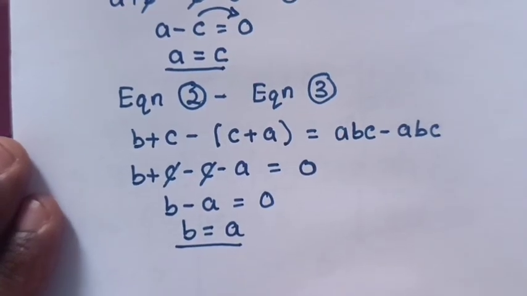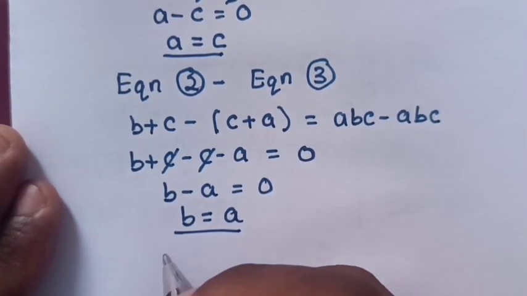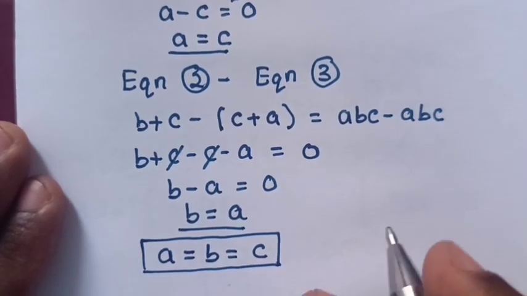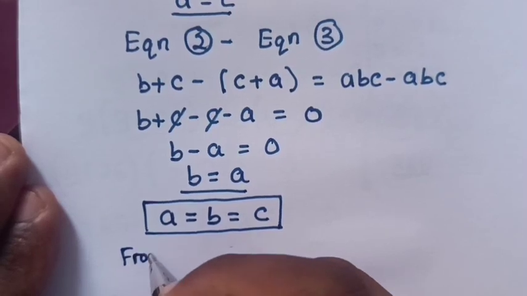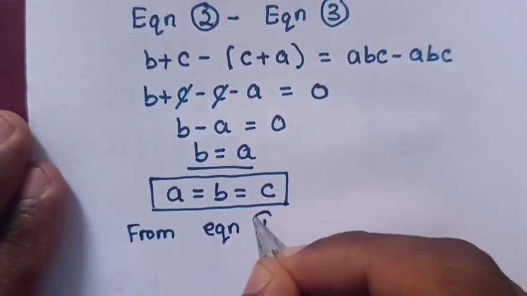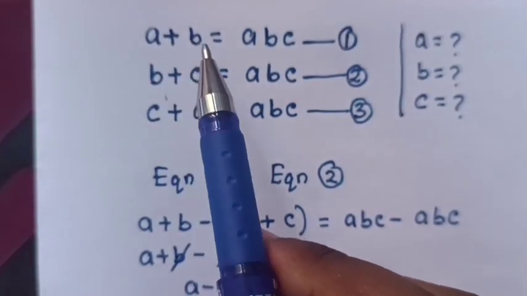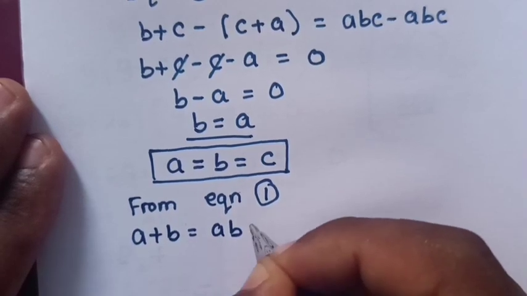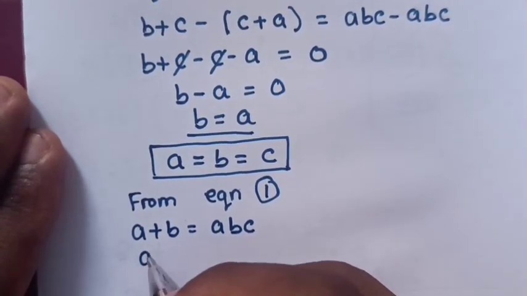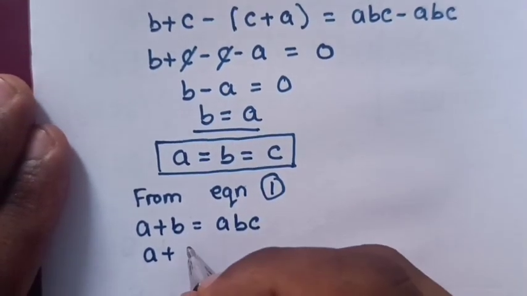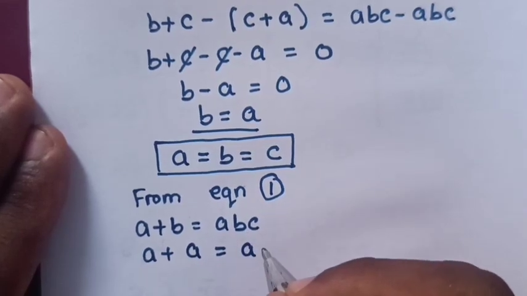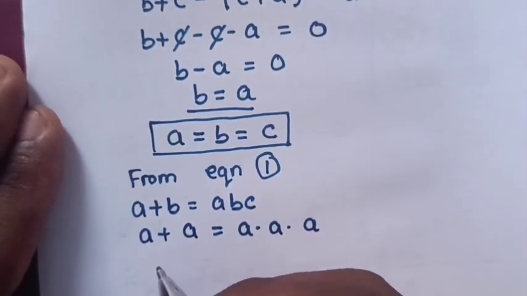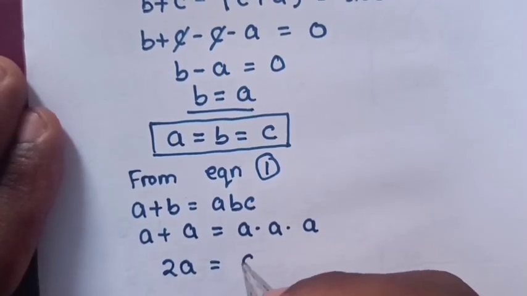Now we can see from here a is equals to c and a is equals to b. Therefore a is equals to b is equals to c. They have the same values. Now let's find one value of a. Now from equation 1, which is a plus b is equals to abc, so here it will be a plus b, same as a plus a, is equals to a times b, same as a times c, same as a times a. So a plus a is 2a is equals to a times a times a, which is a cube.